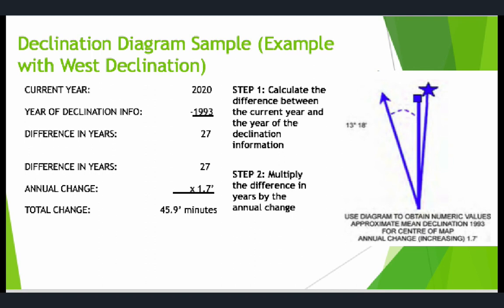Step 2 will once again be to multiply the difference in years by the annual change. The difference in years, as we know, is 27, and the annual change this time is 1.7 minutes. Multiplying these two numbers will give us the total change, which is 45.9 minutes. We don't need to include degrees because, as we know, 45 is lower than 60 minutes.